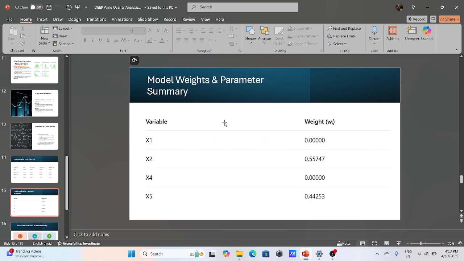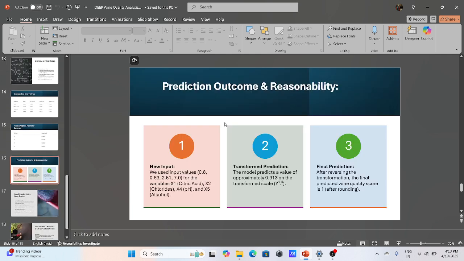These are the model weights and parameter summary, where x1 shows 0, x2 0.55747, x4 0, and x5 0.44253. Prediction outcome and reasonability. New input: we use input values 0.8, 0.63, 2.51 and 7.0 for the variables x1 citric acid, x2 chlorides, x4 pH and x5 alcohol. Transformed prediction: the model predicts a value of approximately 0.913 on the transformed scale.